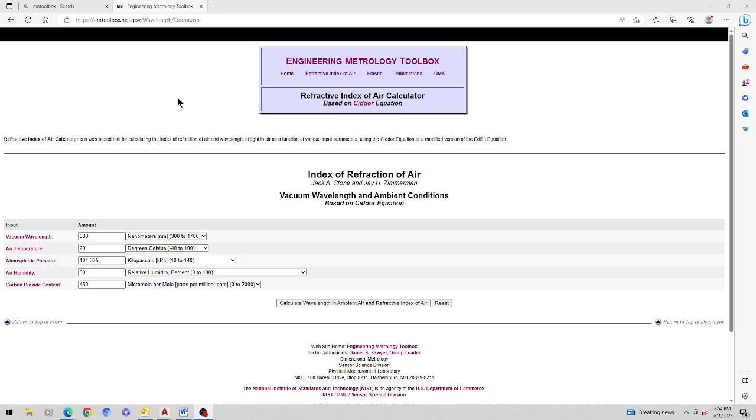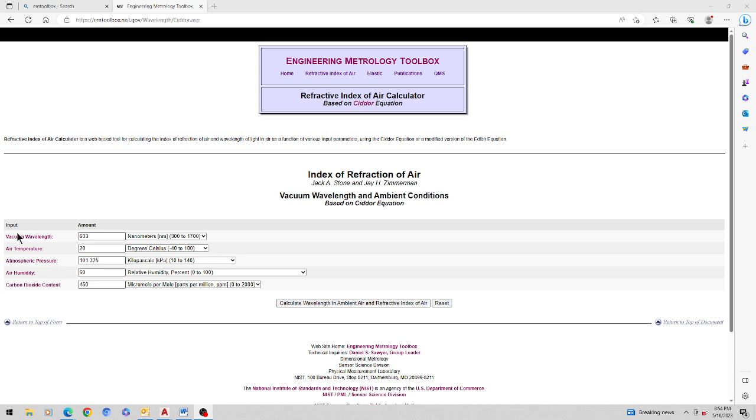So, in order to communicate how the refractive index of air can change, I would suggest you go to emtoolbox.nist.gov/wavelength/sidor.asp, and you can start to realize all the different factors that can contribute to a different index of refraction. It's the index of refraction that Snell's law requires, or the difference between the two in calculating refraction.